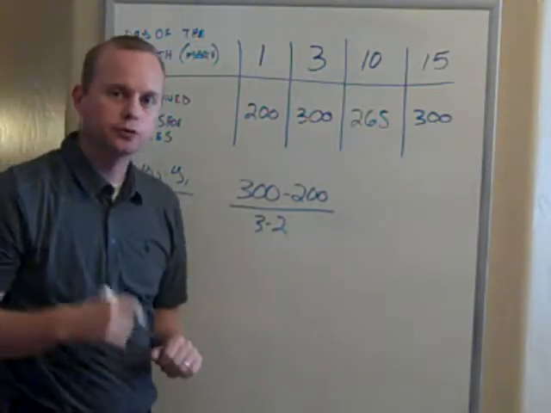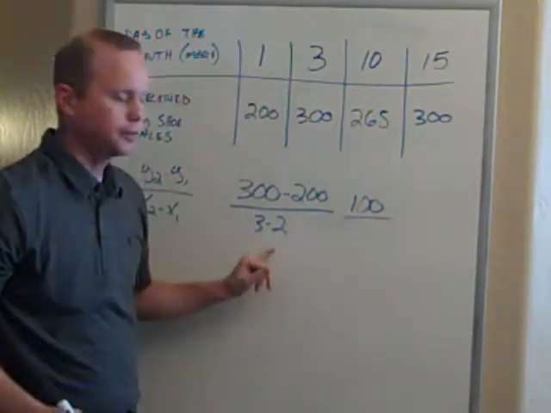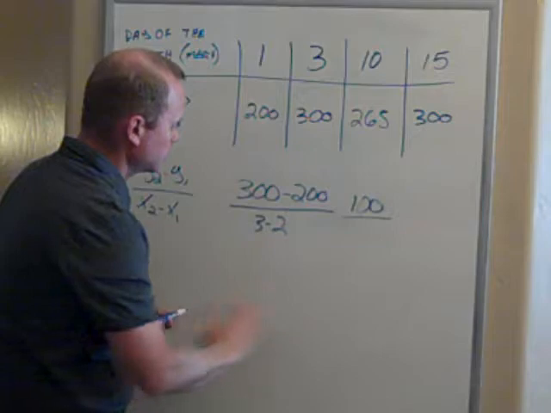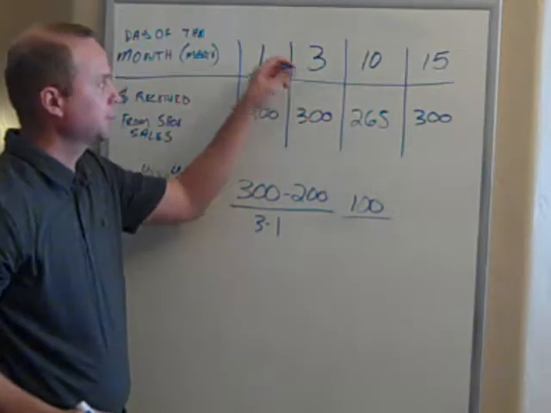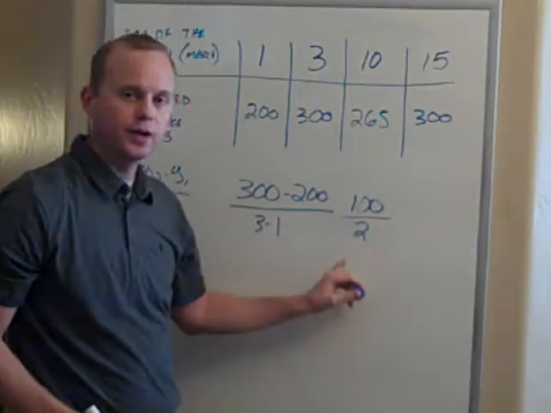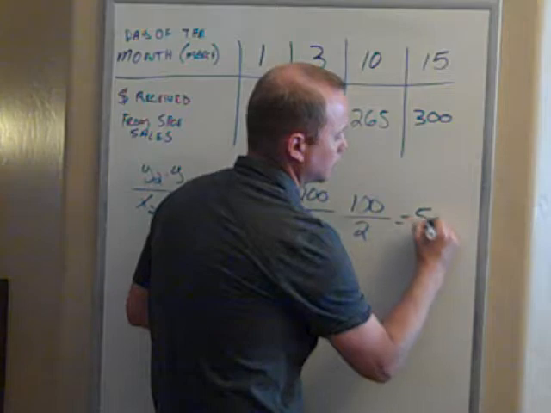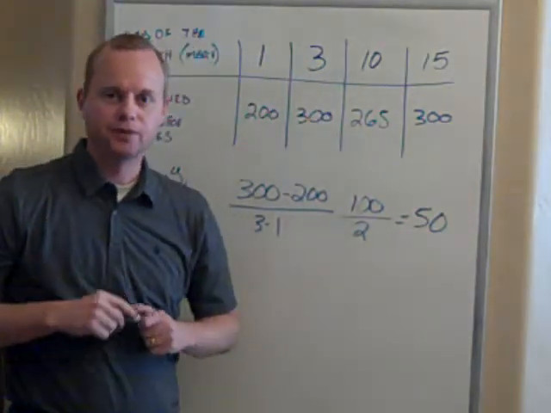Well, 300 minus 200 is 100. So that'll give me 100 divided by 3 minus 2, excuse me, should have been 1. I'm sorry. Should have been 3 minus 1. 3 minus 1 gives me 2. 100 divided by 2 gives me 50. So my slope between those 2 days, or my average rate of change, is 50.